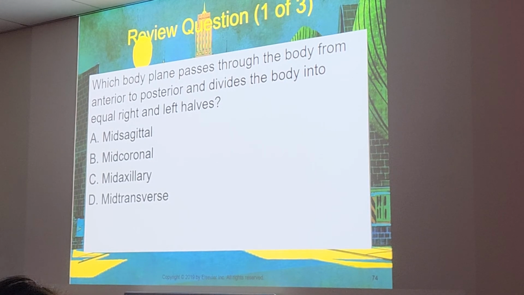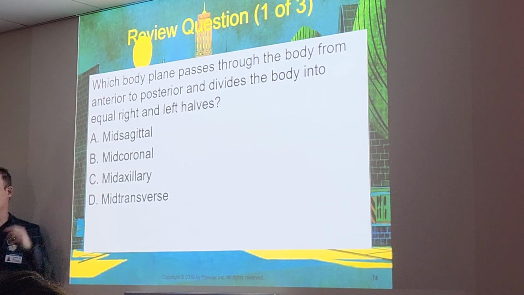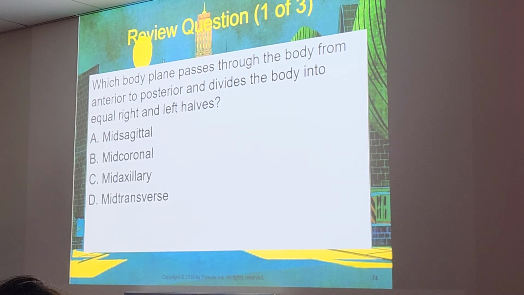This is what I want y'all to practice. When you see a question like this, a lot of you defaulted to mid-coronal because it probably sounded the most comfortable. But make sure you read that question carefully. Look at your key words. Passes through the body, anterior to posterior. It's passing anterior to posterior this way, and divides the body into equal, keyword, right and left halves.